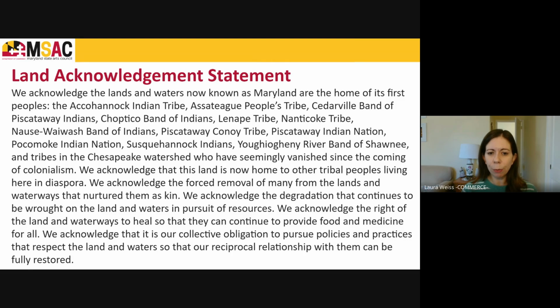We acknowledge the forced removal of many from the lands and waterways that nurtured them as kin. We acknowledge the degradation that continues to be wrought on the land and waters in pursuit of resources. We acknowledge the right of the land and waterways to heal so that they can continue to provide food and medicine for all. We acknowledge that it is our collective obligation to pursue policies and practices that respect the land and waters so that our reciprocal relationship with them can be fully restored.